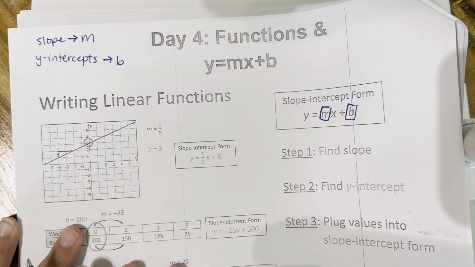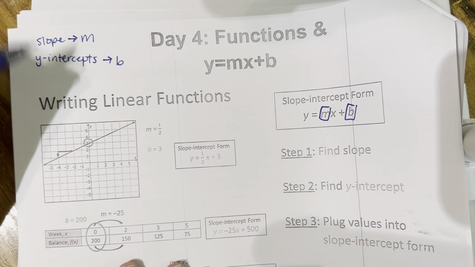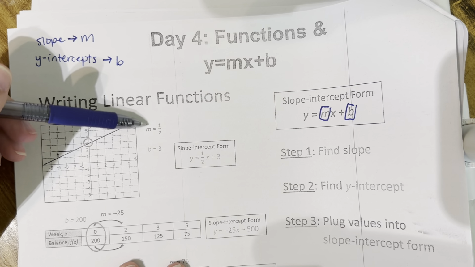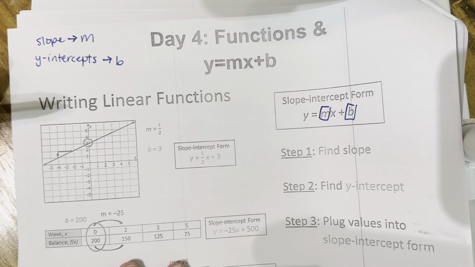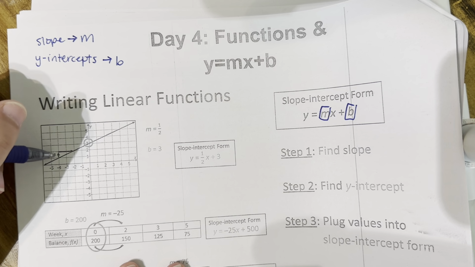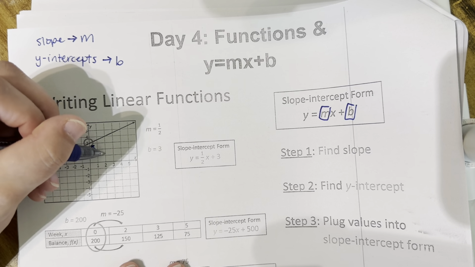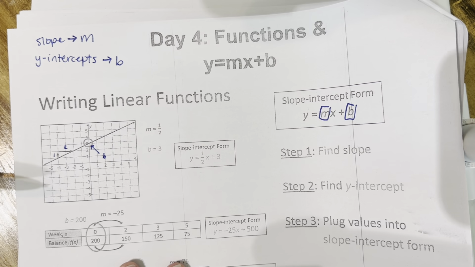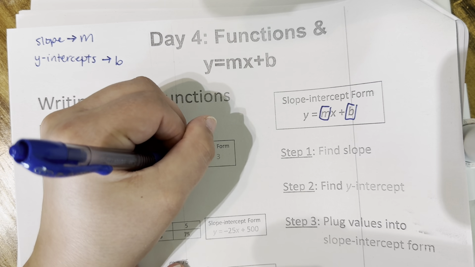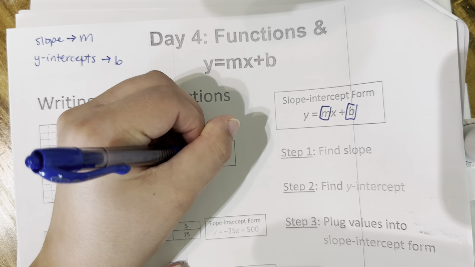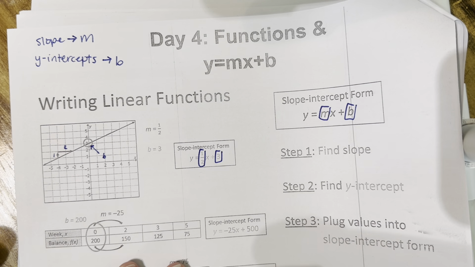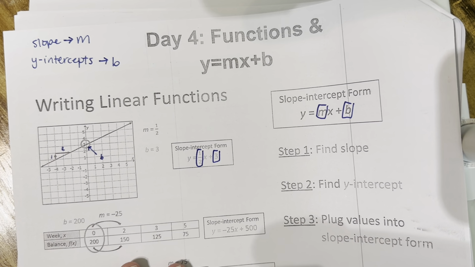So here are some examples that we have. Right here we have this graph. They already found the slope of 1/2 and the b of 3. So my slope, rise over run, is 1/2. And my b is where my line crosses the y-axis. Since I know my m and my b, I can plug those into the y equals mx plus b form to get the equation y equals 1/2 x plus 3. So once you know the slope and the y-intercept, writing the equations is super easy.